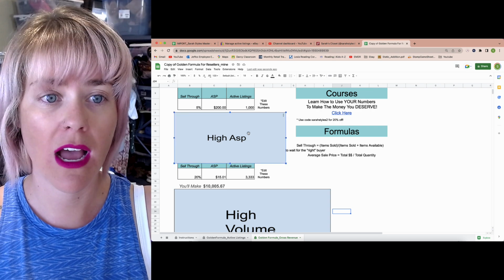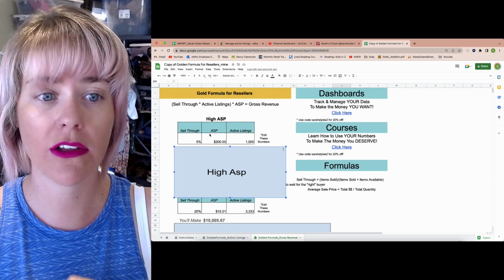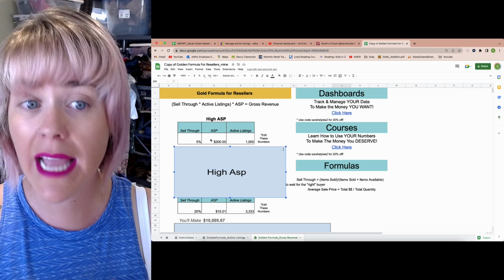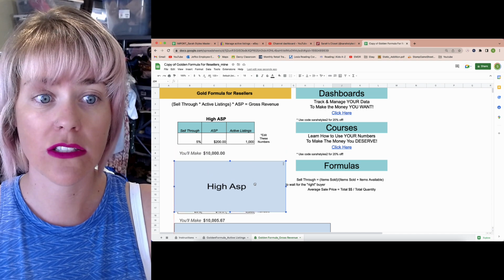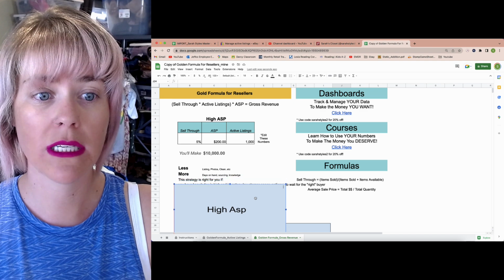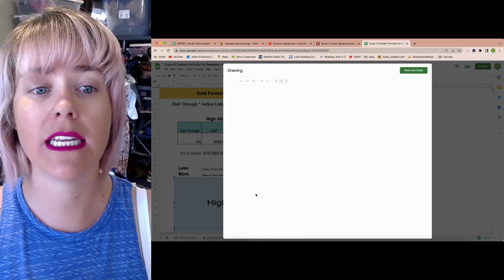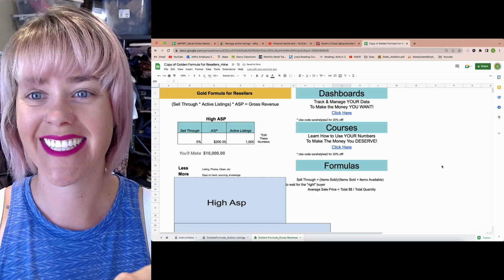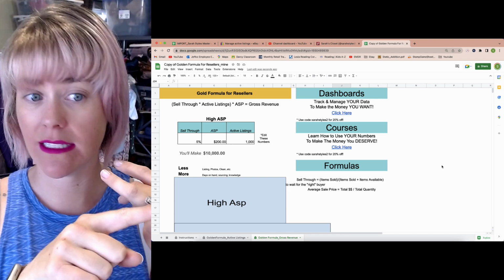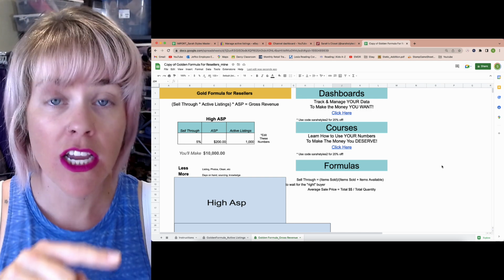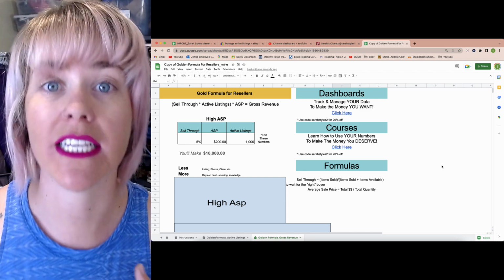So if you're looking at the high average sale price, let's take a look at the numbers. Low sell-through rate, high average sale price, low active listings. So this is going to be your pros and your cons. If you choose this strategy, you're going to do less listing, right? You have less items to list. You're going to do less photos. You're going to do less cleaning.